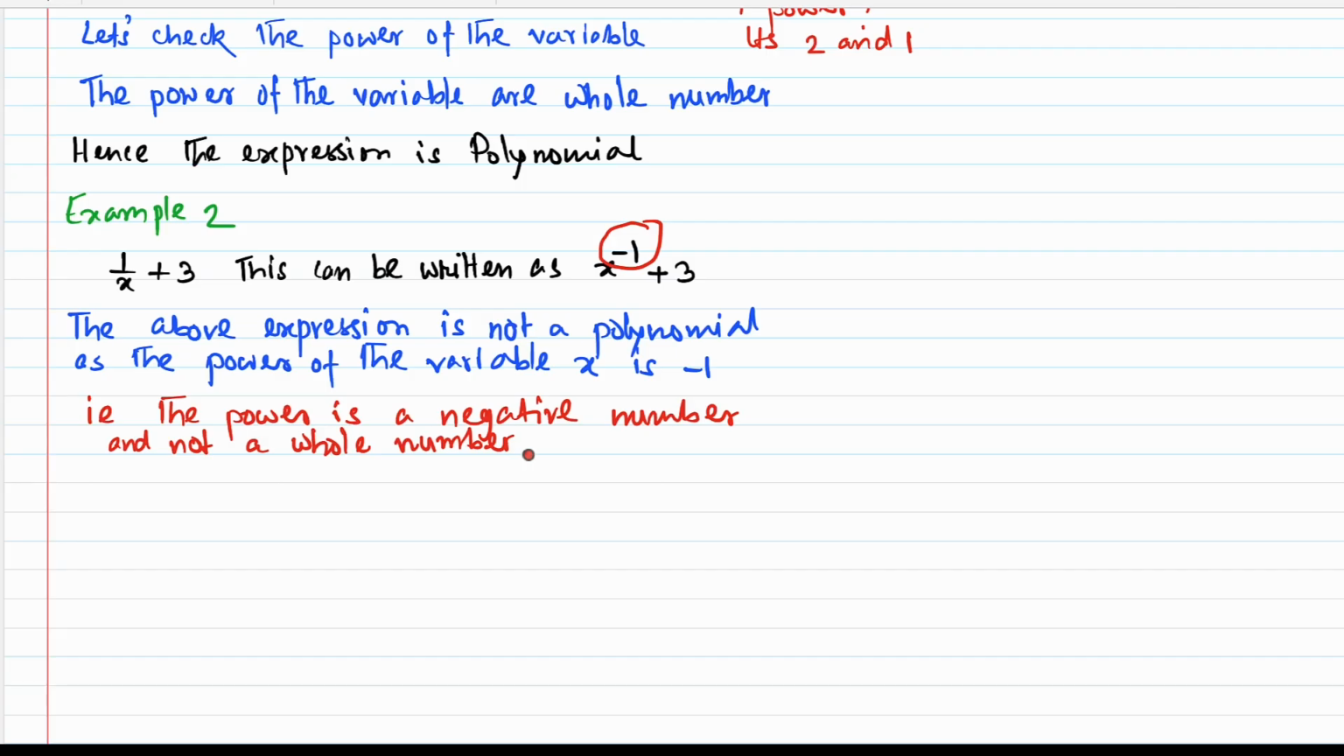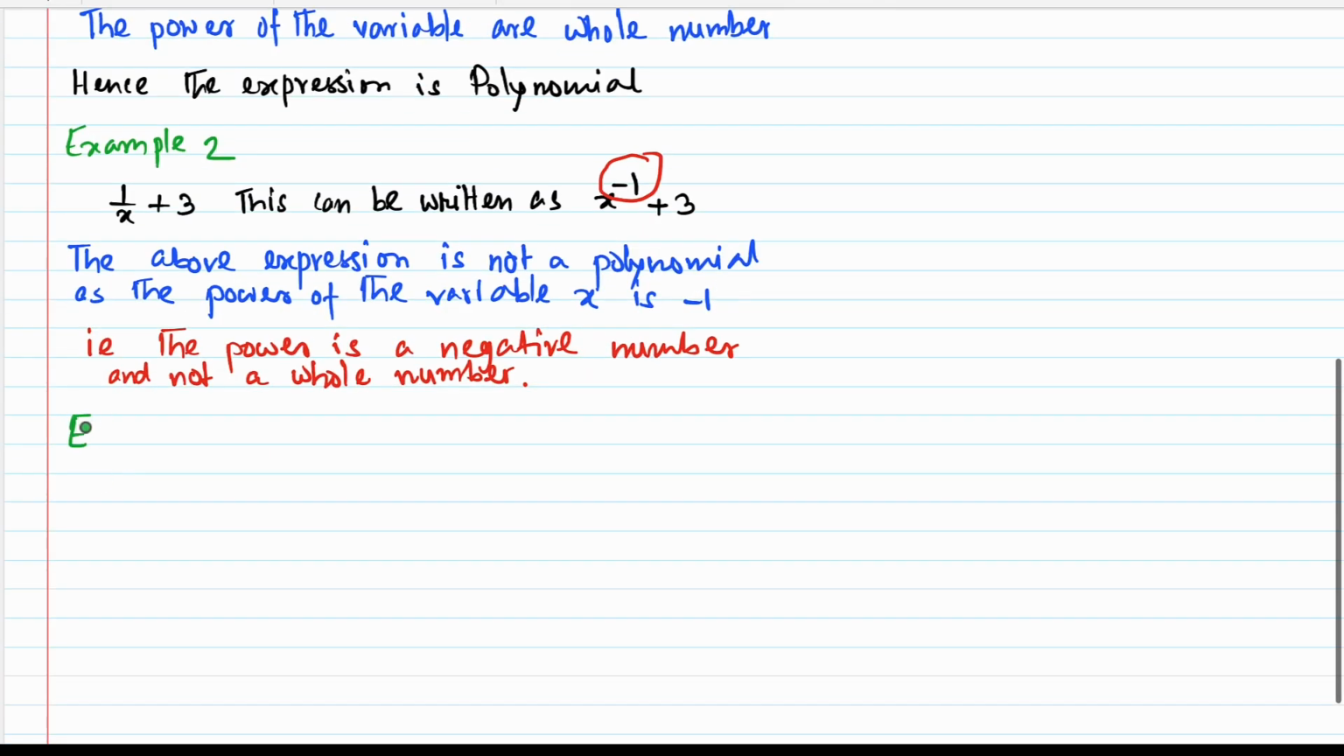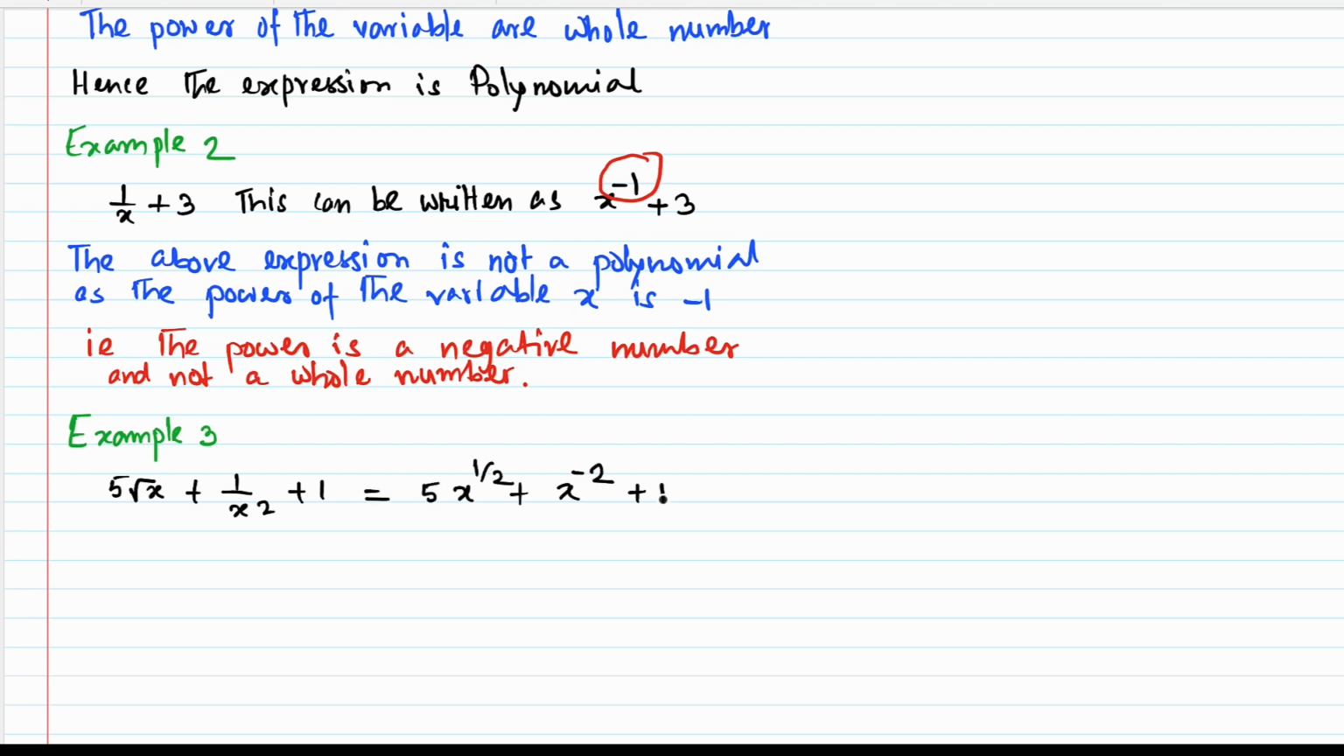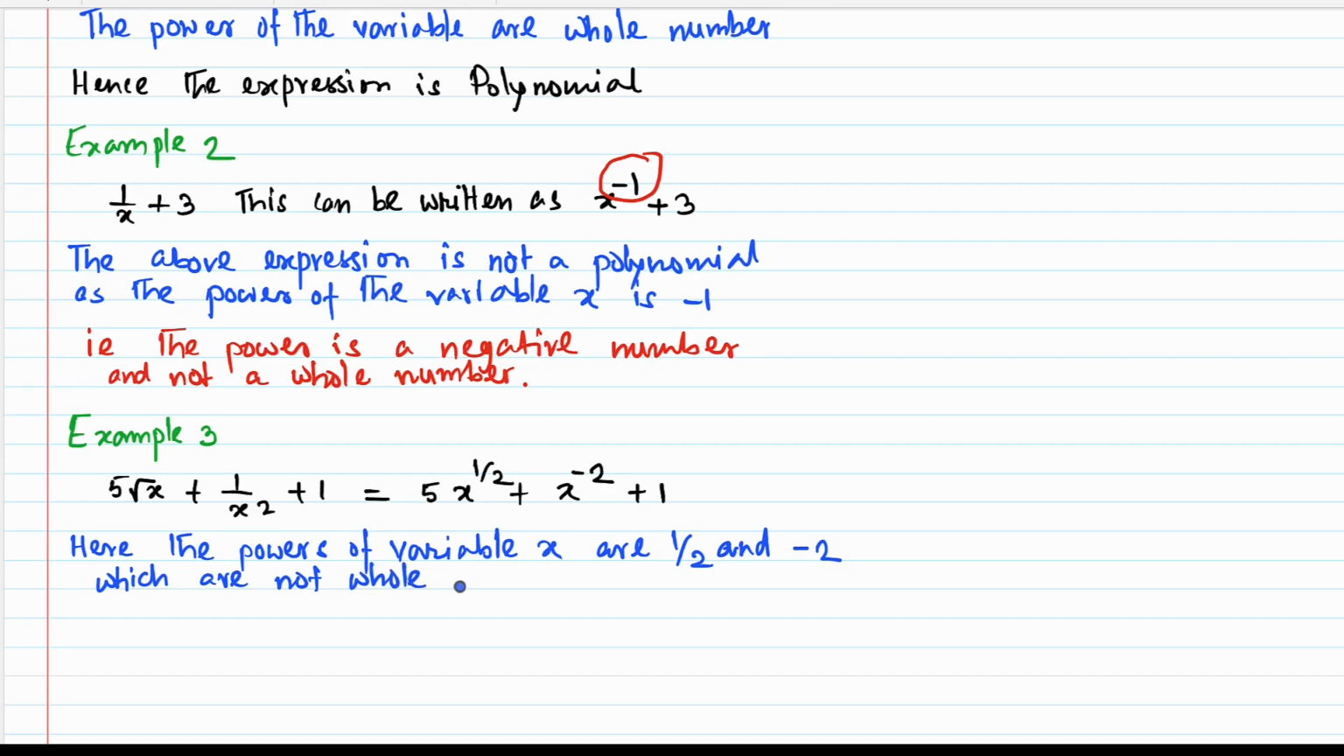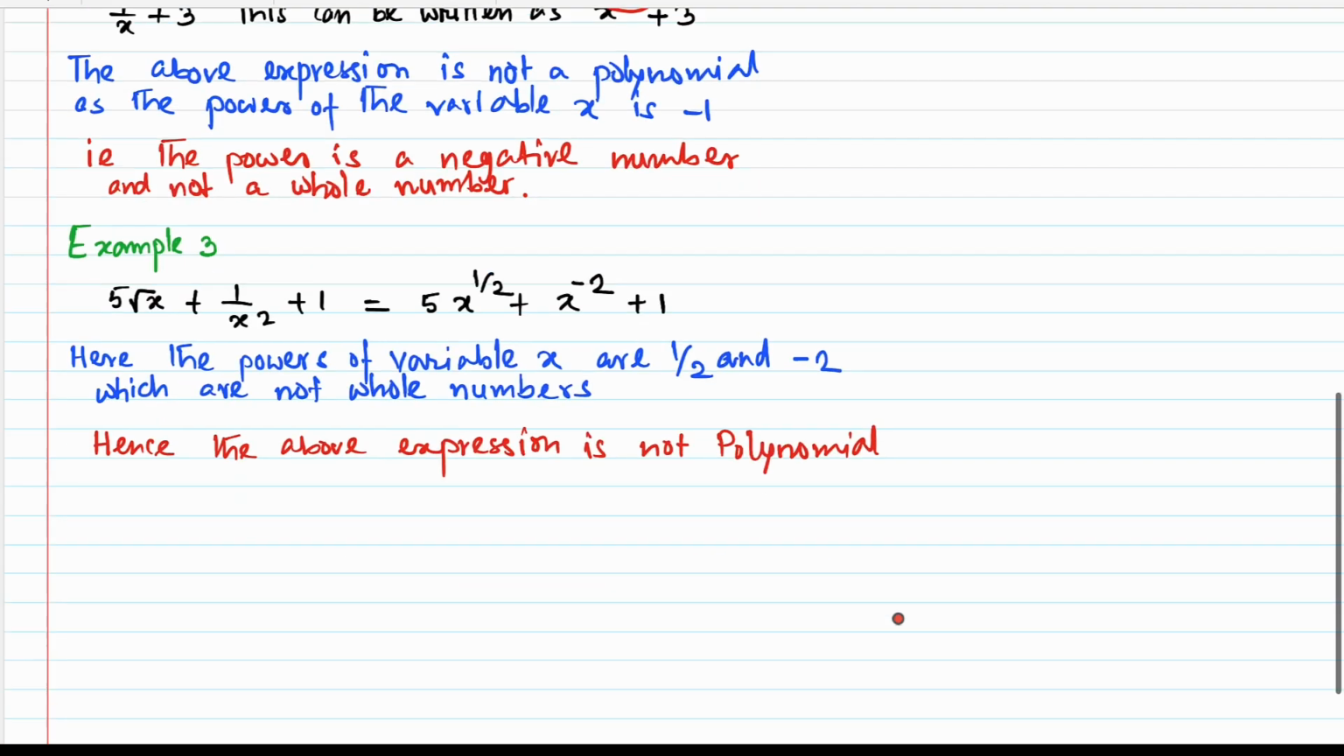Okay, that's fine. Then we can move on to another example and see whether this kind of expression is a polynomial or not: 5 root over x plus 1 by x to the power 2 plus 1. We can write it as 5x to the power half plus x to the power minus 2 plus 1, because we are moving x from the denominator to the numerator. Here the powers of x are half and minus 2. Now half and minus 2 are not whole numbers. So the above expression is not a polynomial. It's very simple.